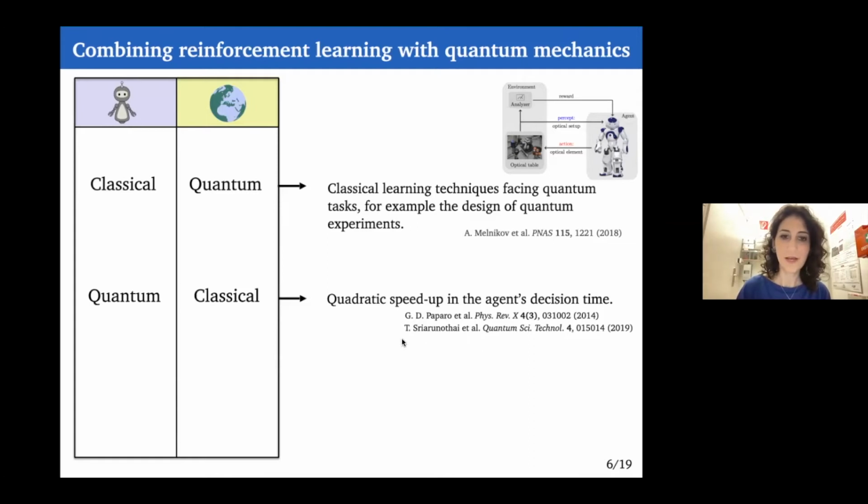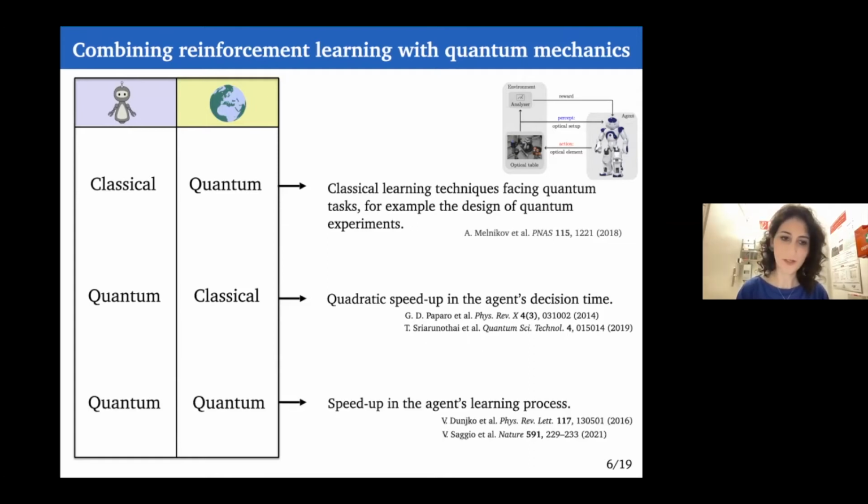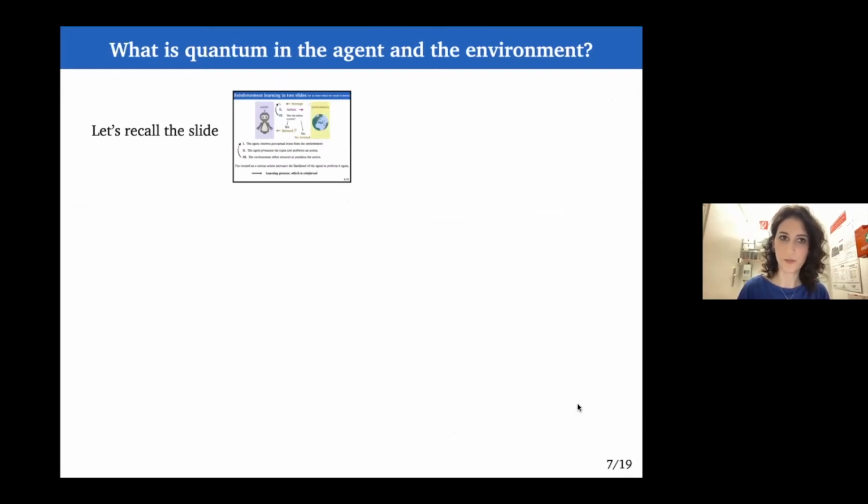Okay, but in general, it cannot reduce the number of interactions that it needs with the environment. Right. And now the last part, which is also the focus of my talk, is where both agent and environment are treated in a quantum way. In this case, it's possible then to demonstrate theoretically and experimentally. So this is what we achieved recently here in Vienna. We demonstrated that it's possible to achieve a speed up in the actual learning process of the agent. It means that the agent can use fewer rounds of interactions with the environment to achieve the goal. All right, and this will be exactly the focus of this talk.